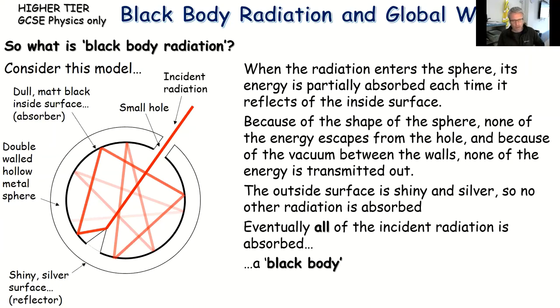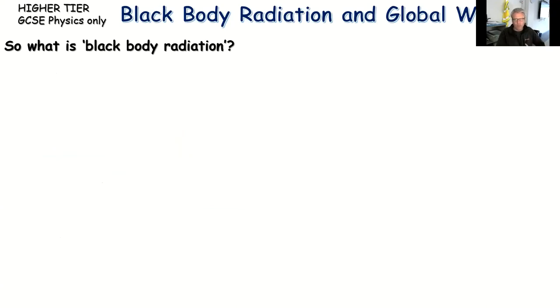Okay, so a black body radiator or a black body absorber is something that absorbs all of the radiation that falls on it. Nothing is reflected, nothing is transmitted away from it. Now, what is the purpose of this? Well, this links to A-level quantum physics, if you're interested in that, and certainly we spend a bit of time talking about that in A-level. But it's also linked to global warming, which has links to chemistry as well. So this black body radiation is important.